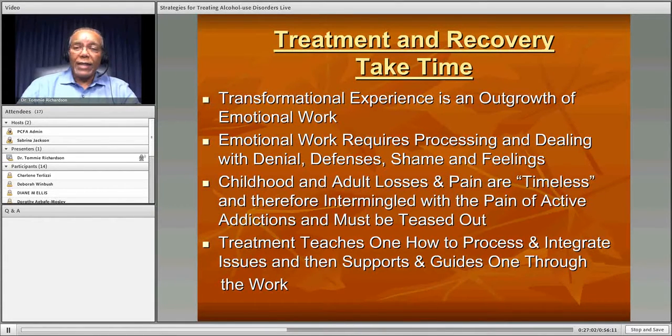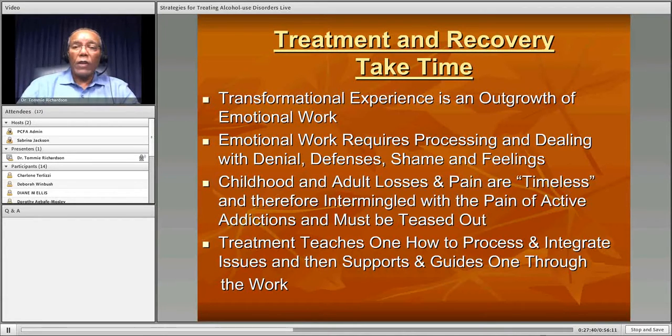So it's a lot of emotional work. It requires processing by professionals. You have to deal with denial or lack of insight, defense mechanisms, shame and feelings. And remember that most people drink and use drugs to cover feelings. Addiction is a disease of feelings, because in the day-to-day world, people don't think about feelings. They think about how you look, not about how you feel. So it's a significant impact for people to get in touch with feelings.